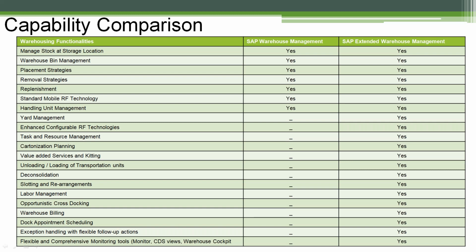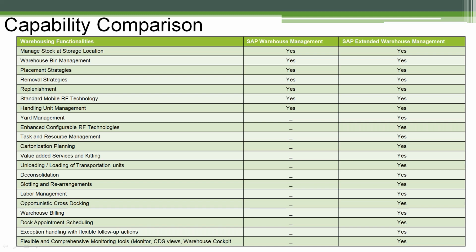Task and resource management. SAP has functionality standard in EWM where you can manage not only your stock but also your resources that are handling the stock, like how many pallets a resource can pick, what are its capabilities. You can also track which resource is doing what activity in the warehouse. Warehouse management goes to a next level in handling your resources as well. Cartonization planning. Planning takes place in calculating your load in terms of delivery to a customer, in managing your load for a truck or trailer.